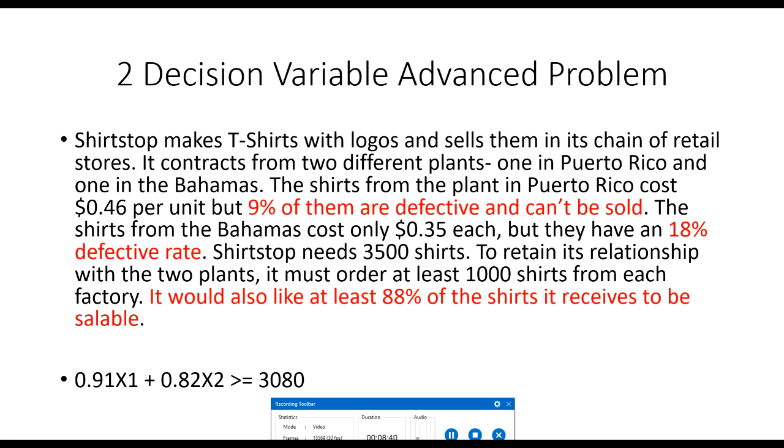So what this constraint at the bottom means is that 91% of the Puerto Rican shirts and 82% of the Bahama shirts will be saleable. And the total number that we receive from both must be more than 3,080, because that's the minimum amount that must be saleable given that we're receiving 3,500 shirts. This is an example of a problem that we have to read carefully, understand what is happening, and then manipulate the information into our constraint equations.